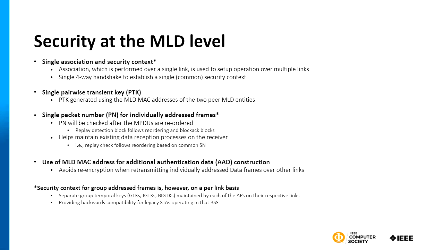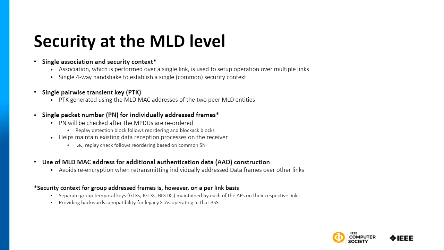Similar consideration applies from a packet number perspective. For individual address frames, we have a single packet number, which is handled at the MLD level. And these PNs are checked to ensure that there are no replay attacks on the incoming MPDUs. Similar functionality is handled from the AAD perspective. When you construct the AAD, you use the MLD MAC address so that you avoid encrypting differently every time you retransmit one frame from one link to the other.